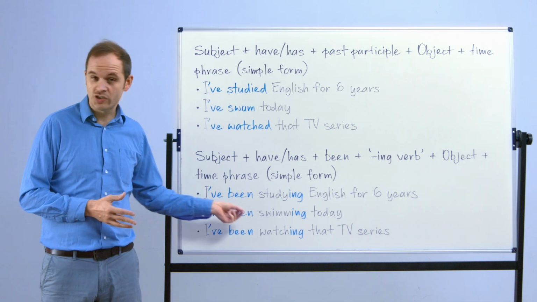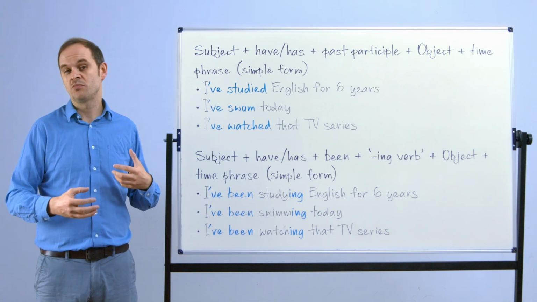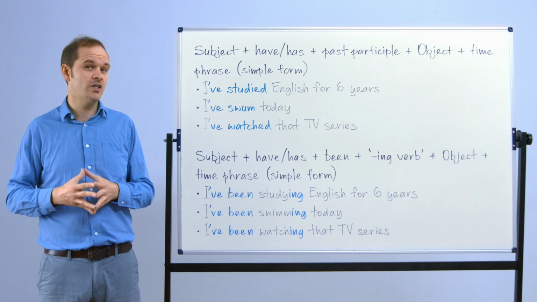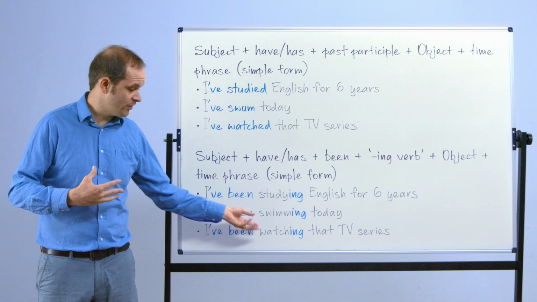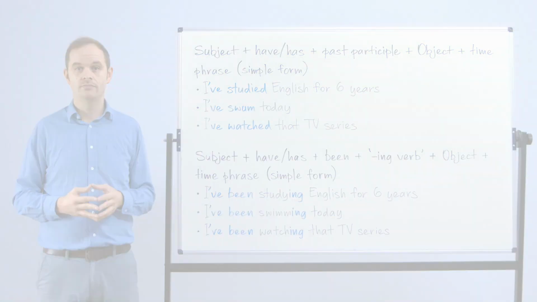Whereas, I've been watching that TV series, we're in the process. We're using the continuous verb to describe an activity that is still happening now. There are still more episodes for us to watch. So, we haven't finished this activity, so that's why we've used the present perfect continuous here.